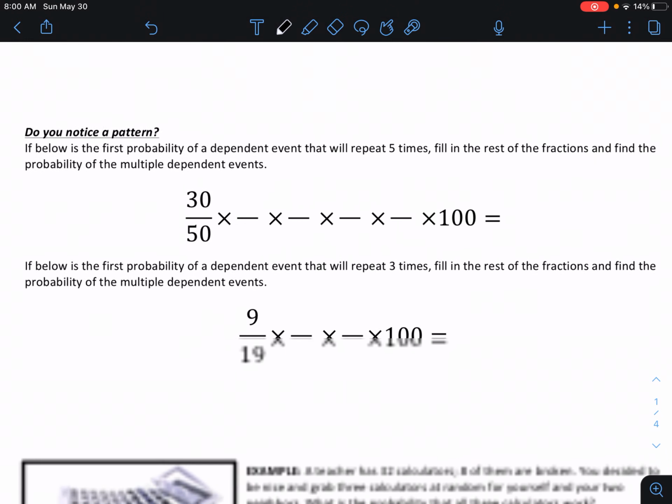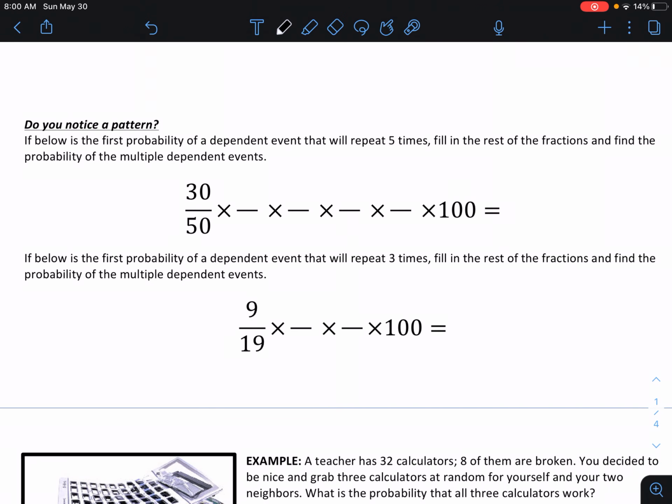All right, so here we go. Got a little pattern thing here. I wonder what this is. Do you notice a pattern? If below is the first probability of a dependent event that will repeat 5 times, fill in the rest of the fractions and find the probability of the multiple dependent events. Oh, the person who made this does it a little differently. They multiply by 100. We're going to get rid of that because we didn't do that. Let's get rid of the multiply by 100 part.